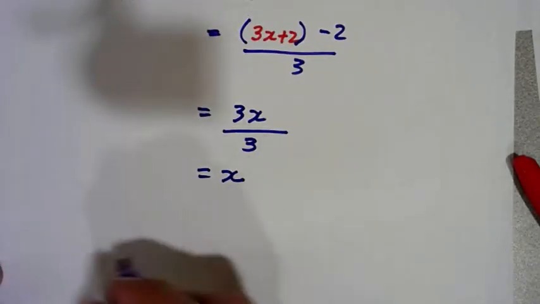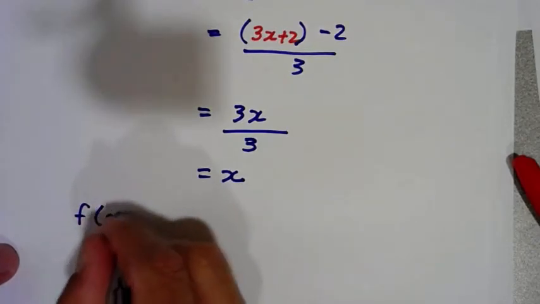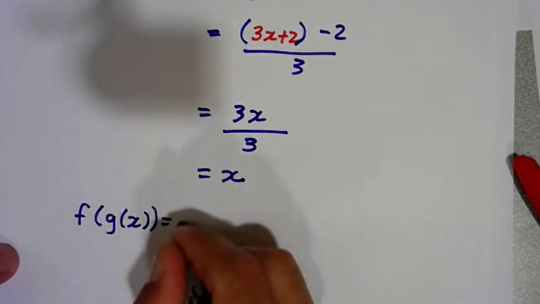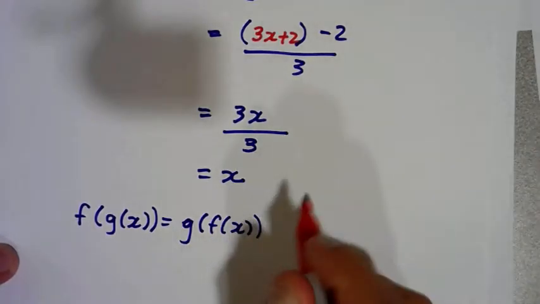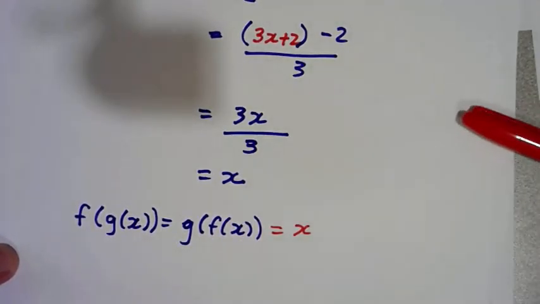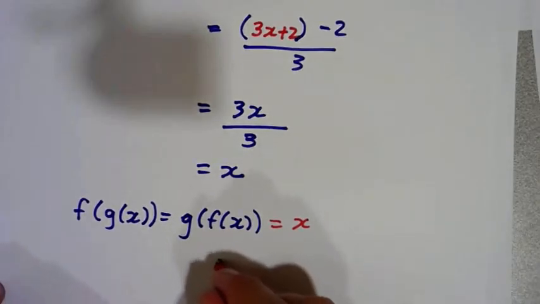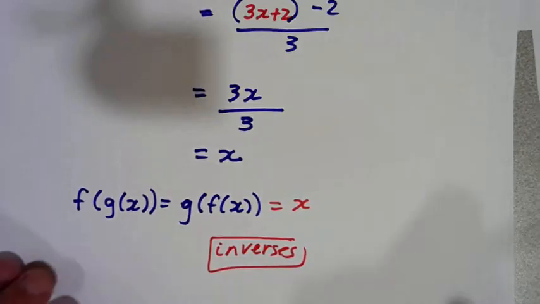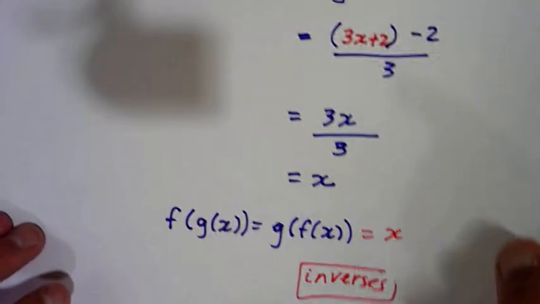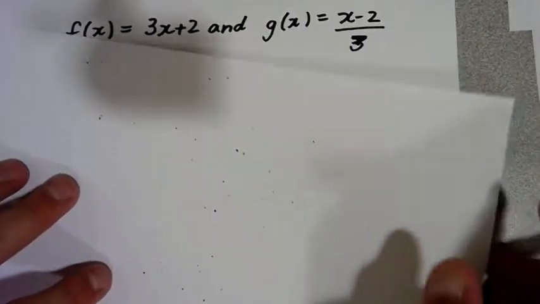So we've now shown that f of g of x and g of f of x were both equal to x. So we know that these functions are in fact inverses. That's how you determine if two functions are inverses of one another. Let's look at one more example.